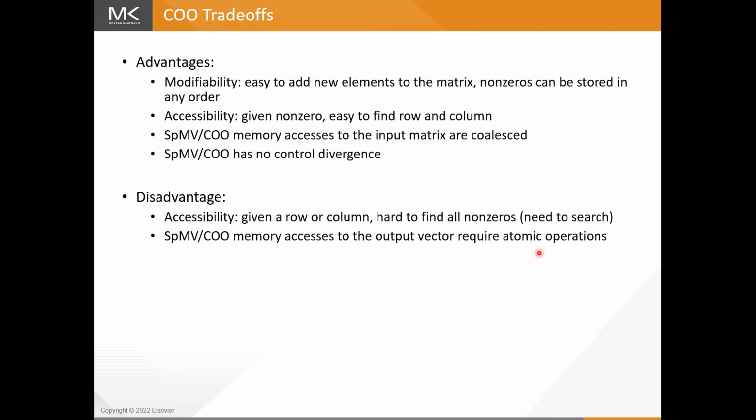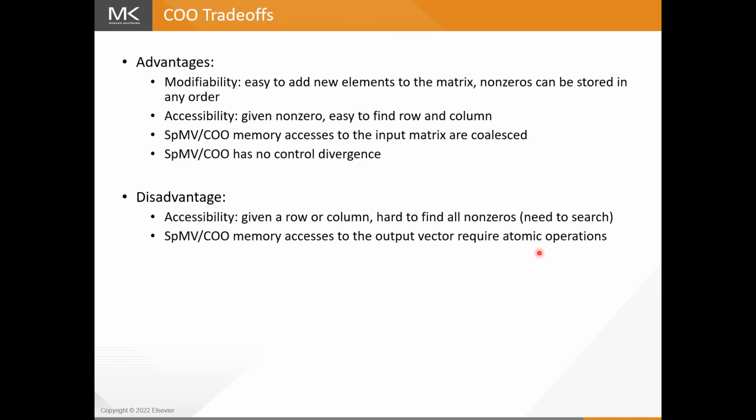But if one thread is going to be responsible for each output element, what will that thread need to do? It has to go and process all the non-zeros of the same row. And to do that, what kind of accessibility into the matrix do I need? I need to be able, given a row index, to go and find all the non-zeros in that row. Does COO give me this accessibility? No. So to be able to do this, I will need a different format that allows me, given a row index, to go and find all the non-zeros in that row.